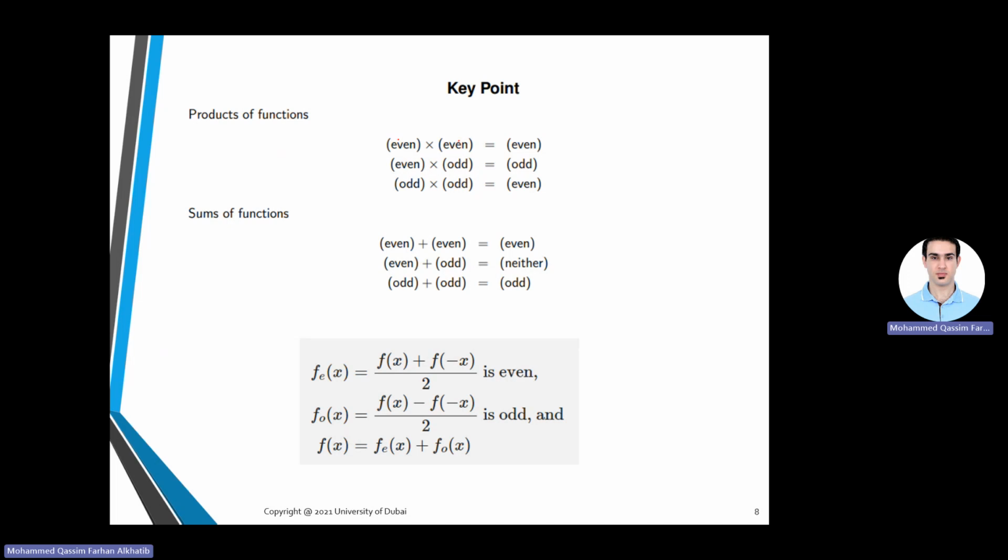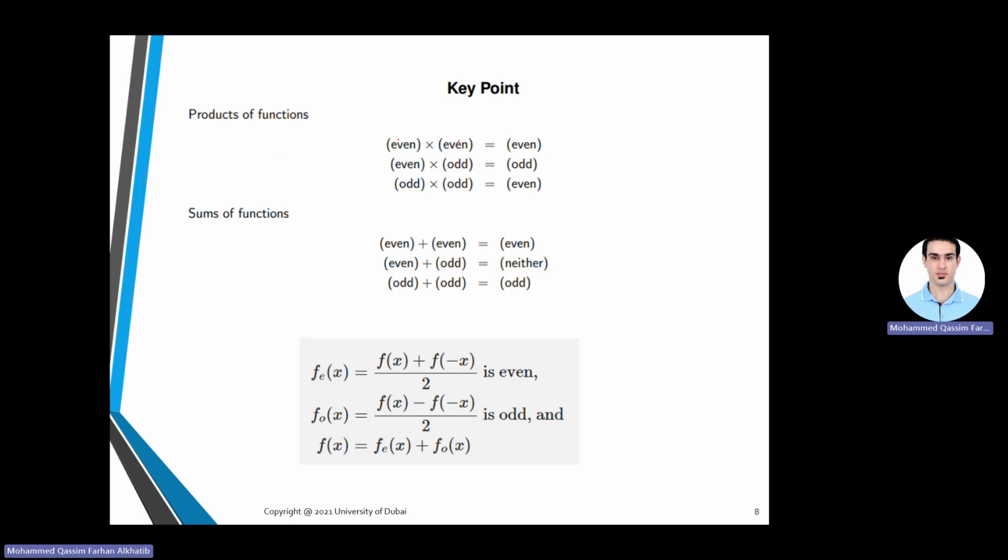That's in math. In functions and signals, when you multiply an even signal by an odd signal, the output will be an odd signal. Now, when you multiply odd and odd, you will get an even signal. Unlike math, where when you multiply odd by odd, you will get odd. 9 times 9, that's 81. Odd times odd, it's odd. But in signals, it's a bit different.